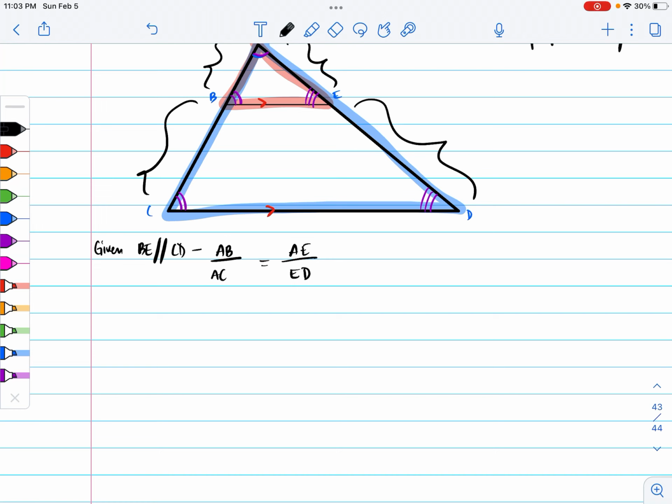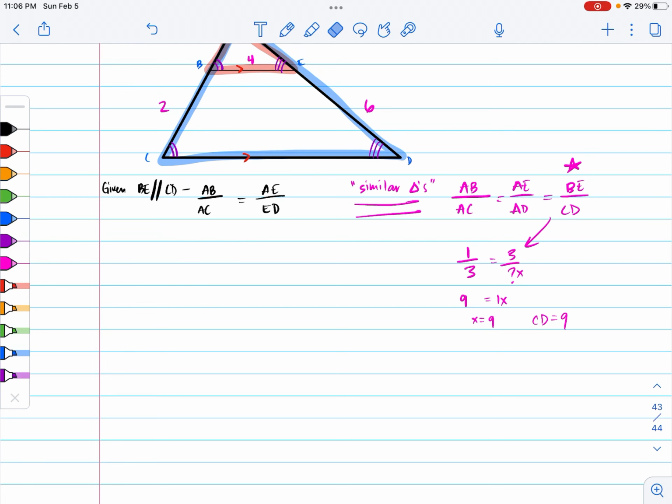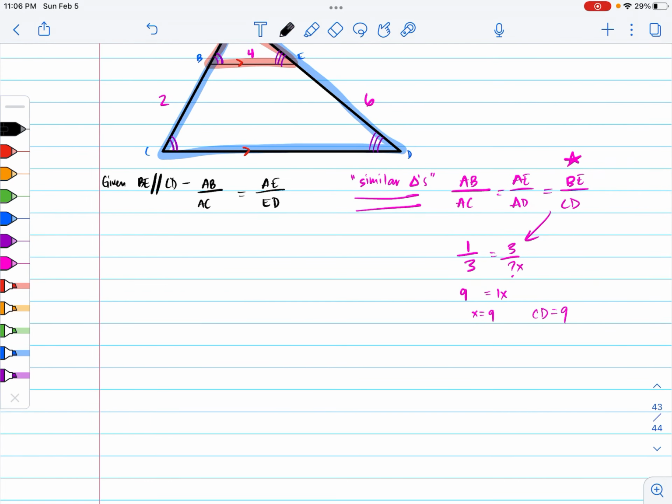Okay, so with that said, I'm going to erase some of this work just so I can clean this up a little bit, and let's go into our extension. Our extension of the side splitter theorem just states, what if we have, instead of 2 parallel lines, 3 parallel lines? So this is going to be the extension of the side splitter theorem.